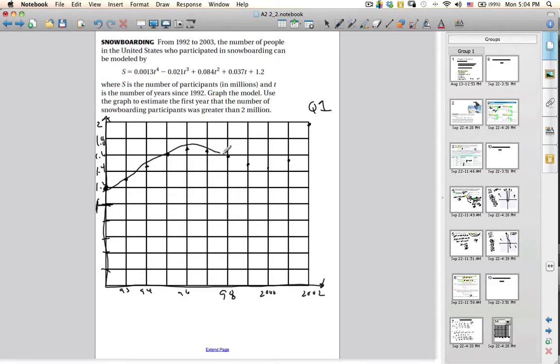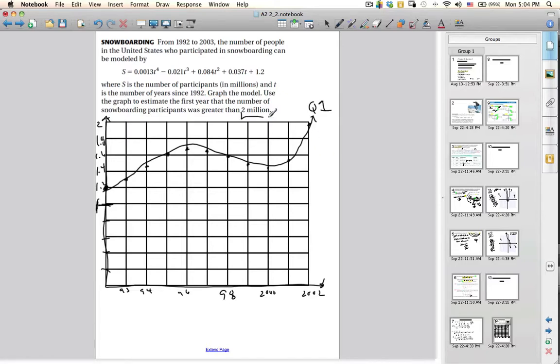If I had been plugging this in, even with synthetic substitution, without using some sort of a technology tool, then I would have had a real difficult time doing this. But by using my graphing calculator and pulling up the table, it's very easy to do this.